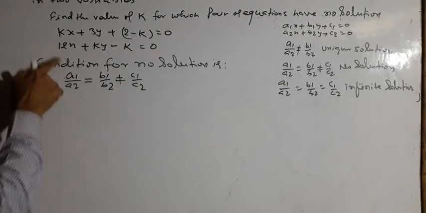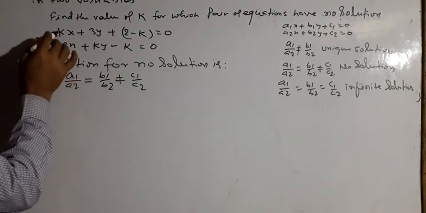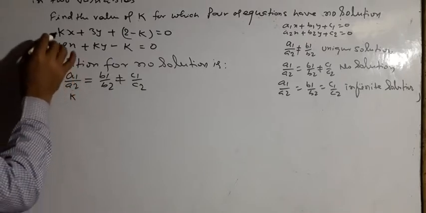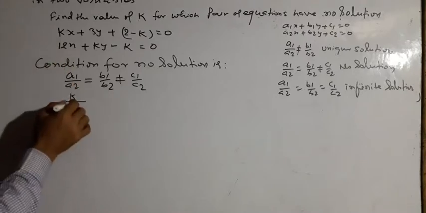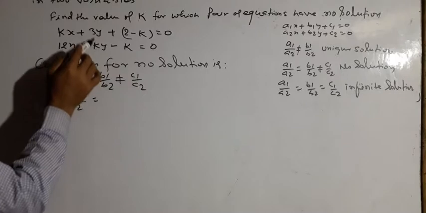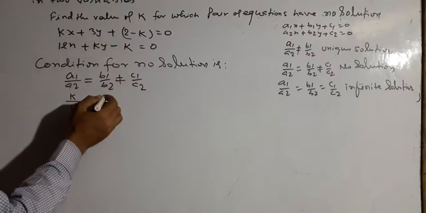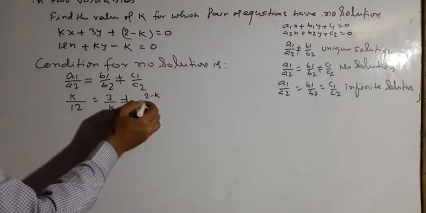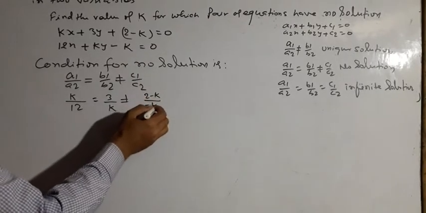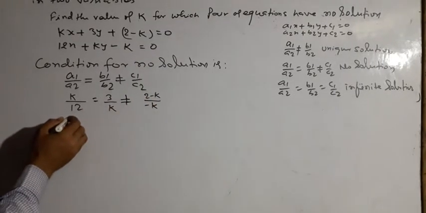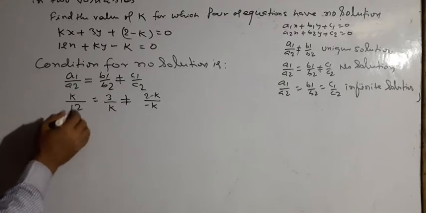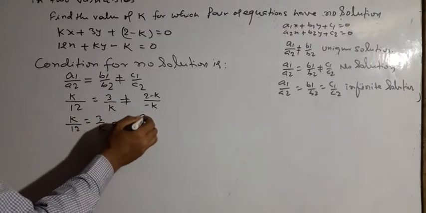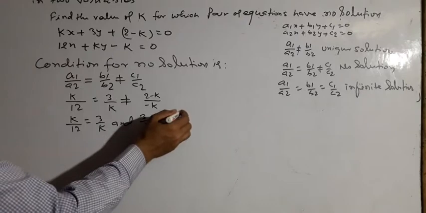Put the values. a1 equal to k, a2 equal to 12, b1 equal to 3, b2 equal to k, c1 equal to 2 minus k, c2 equal to minus k. We can write k by 12 equal to 3 by k, and 3 by k not equal to 2 minus k by minus k.